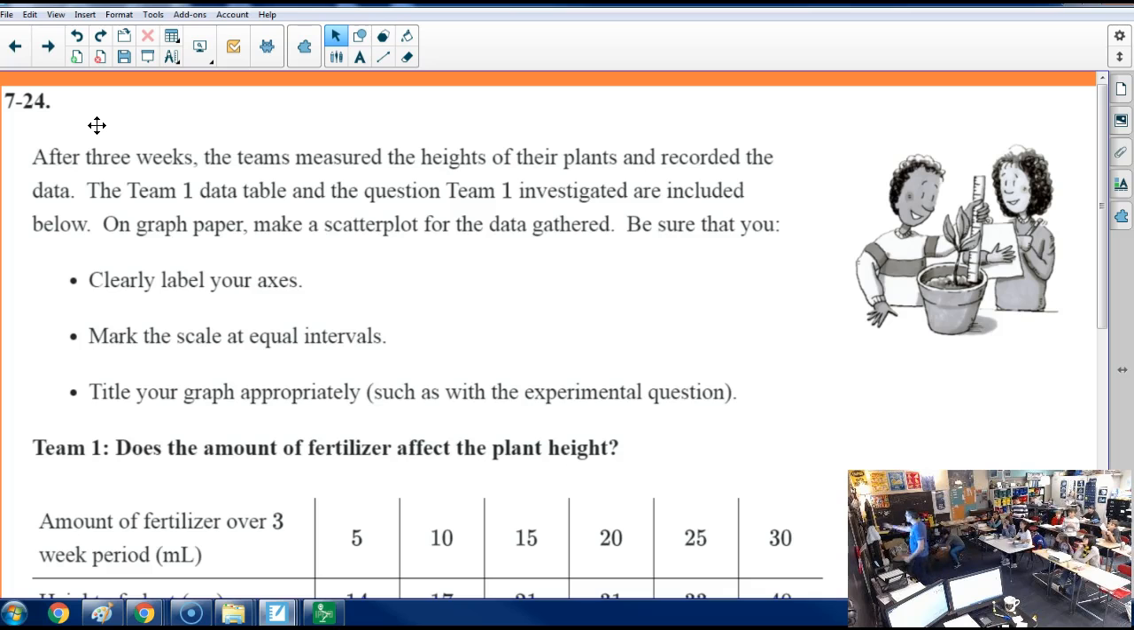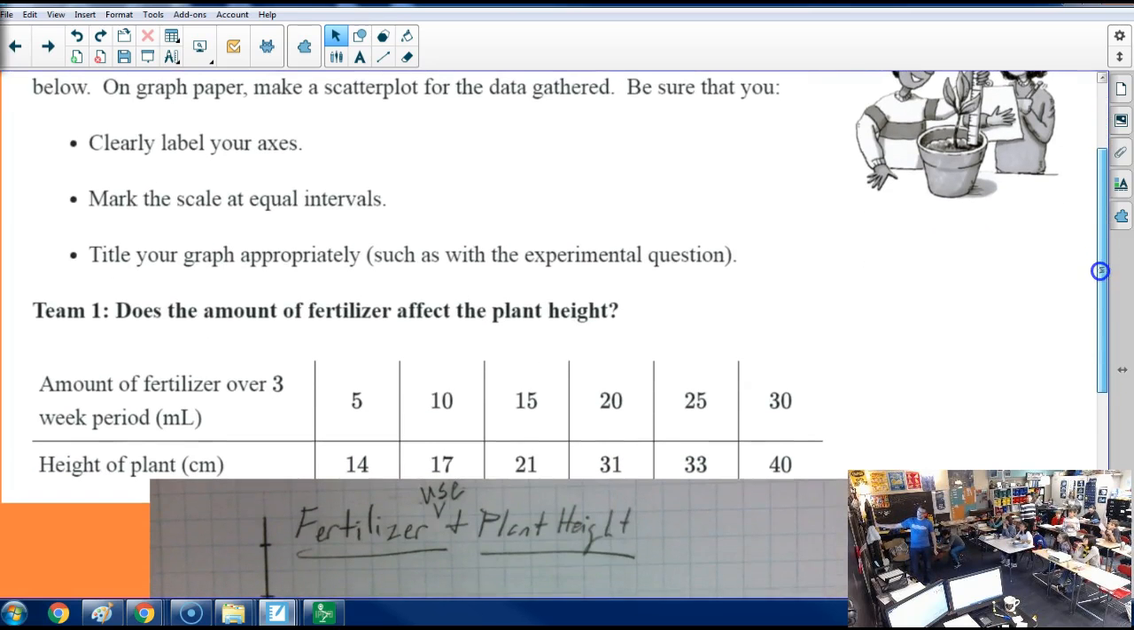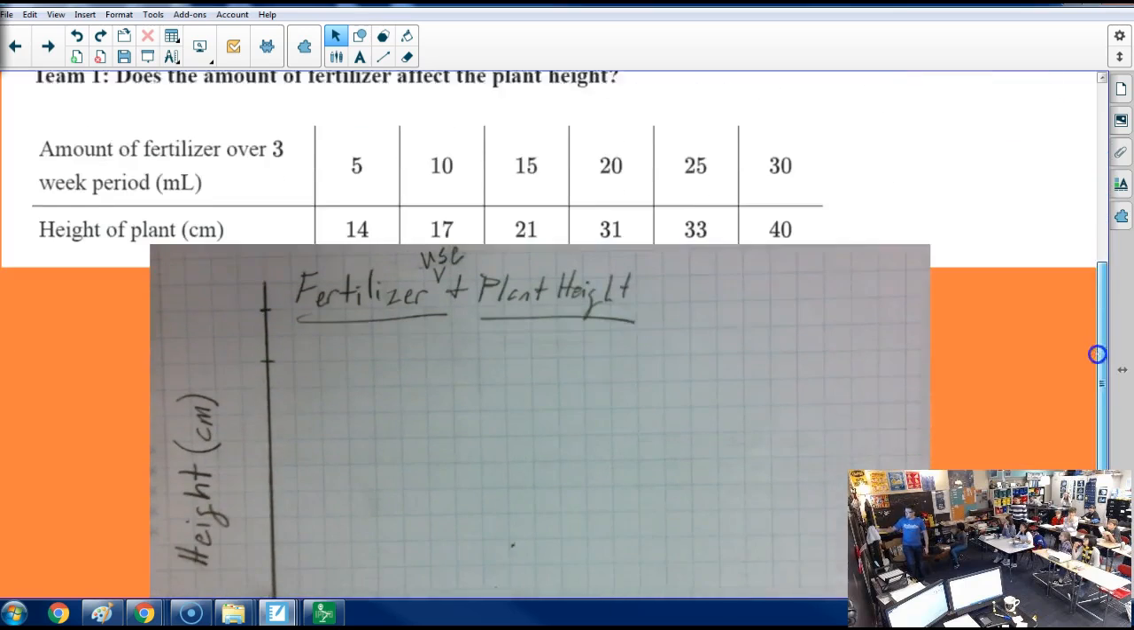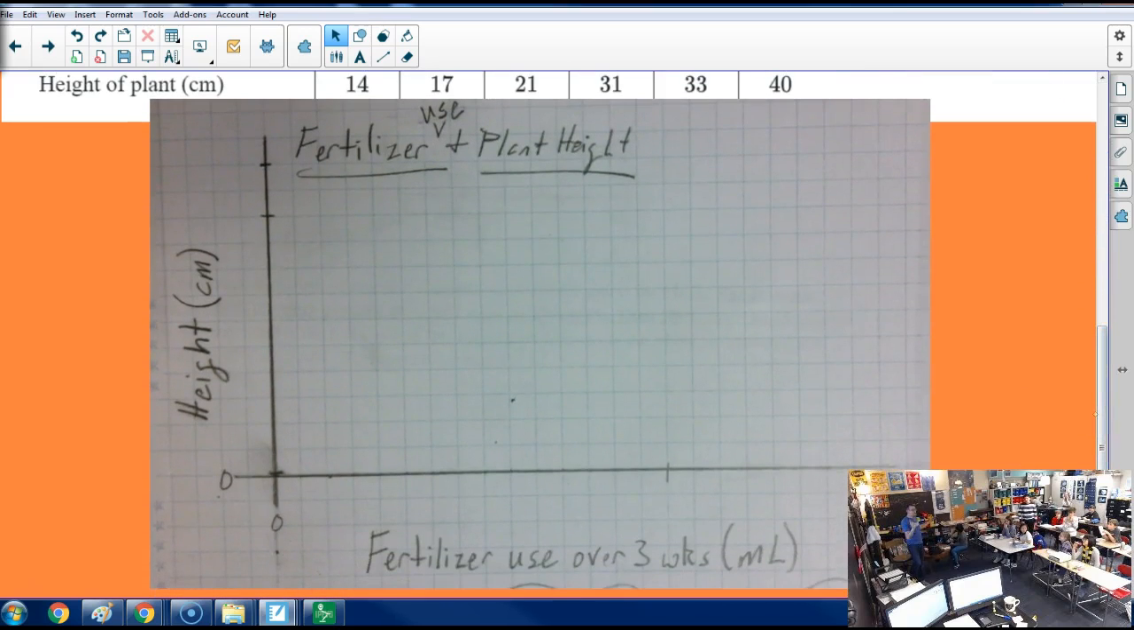So the first thing we're going to do all together is look at, does the amount of fertilizer affect the plant height? Now, gut instinct, hypothesis, don't look at the table yet. What do you think? Will fertilizer impact the plant? Do you think it'll impact it positively or negatively? Probably positively. Use too much, you're going to burn it out.